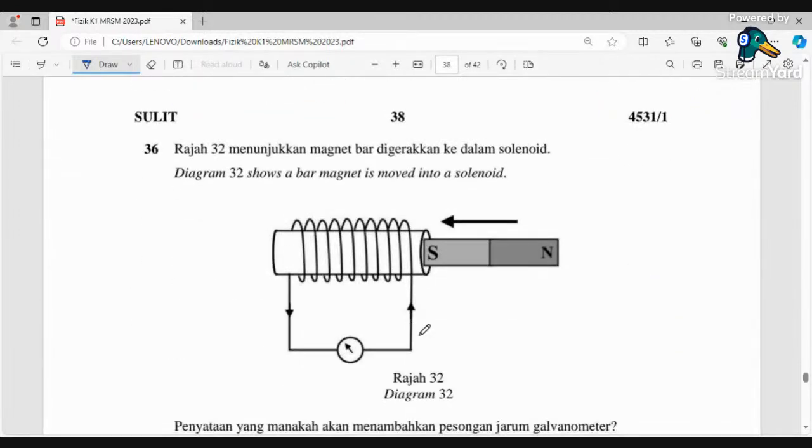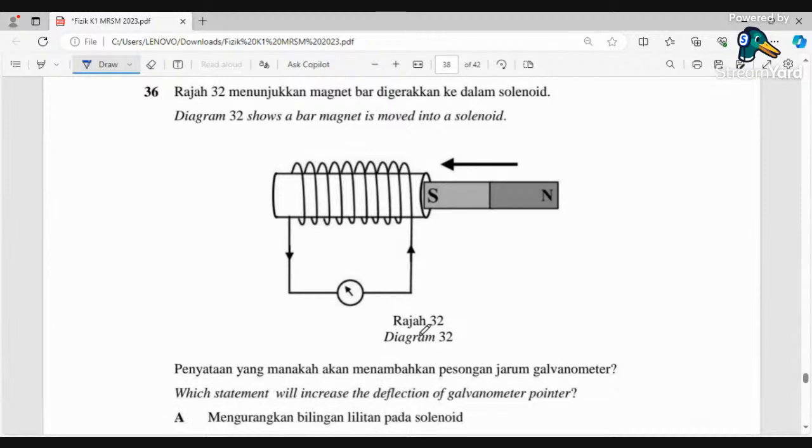Number 36, bar magnet move into the solenoid. You can see there's no battery here. This is concept of electromagnetic induction. Electric current produced by change in magnetic flux atau cutting off magnetic flux. Ini ialah induction. So you can see for the bar magnet, it has a flux line. Okay, dia ada flux line.